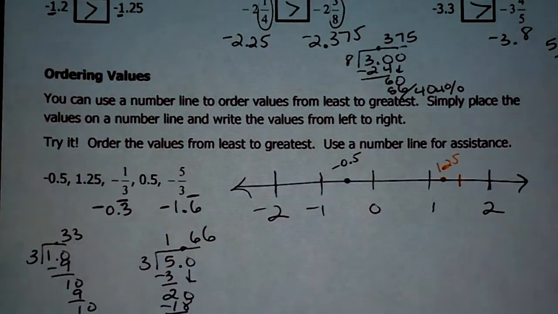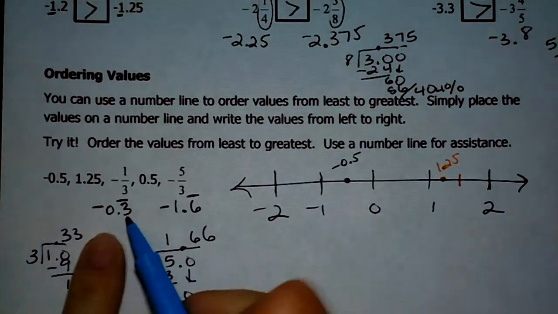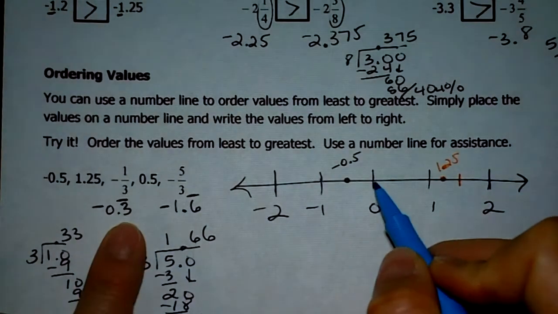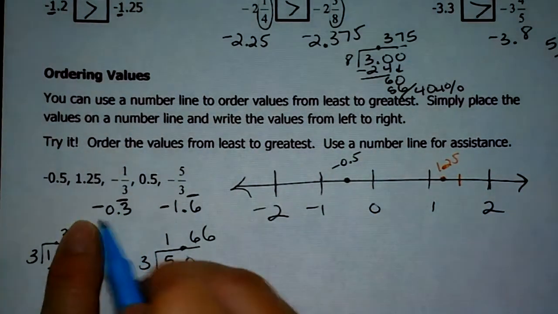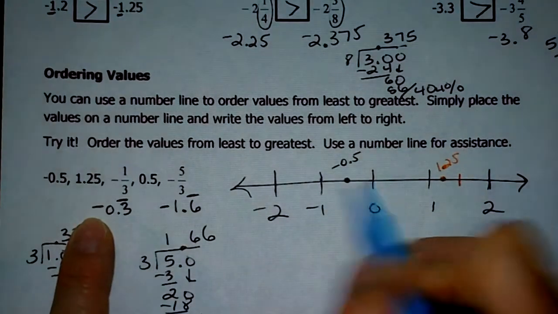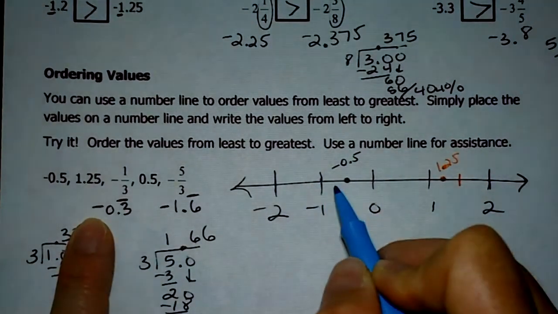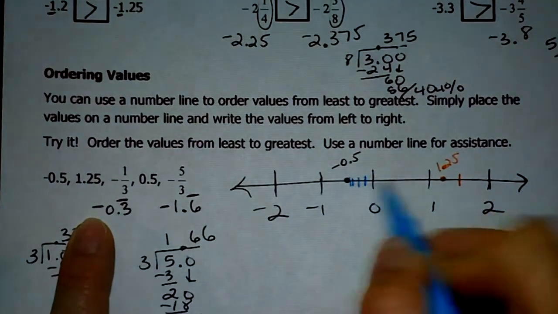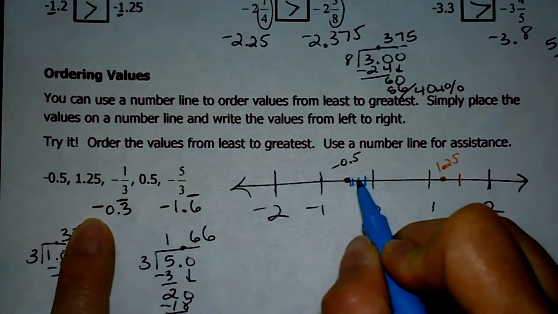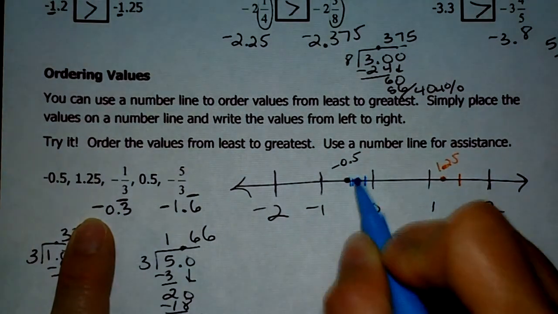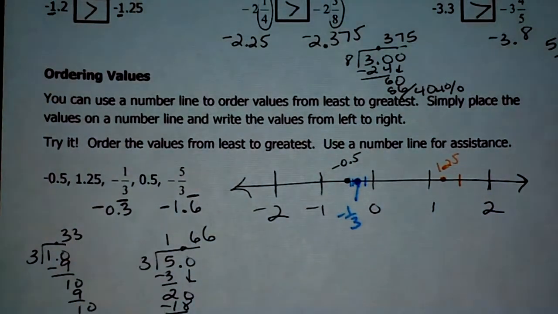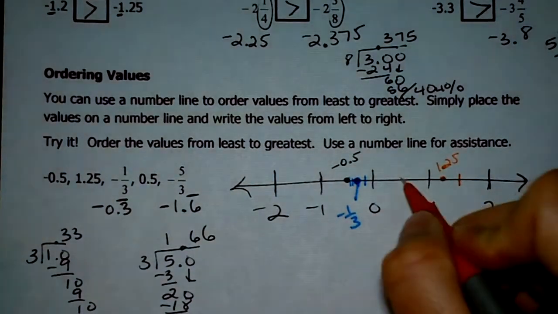Alright, then we have our negative 1/3, which is negative 0.3 repeating. So here's 0. It's negative, so I'm moving in the negative direction. And that number in front of the decimal point is 0, so it's not going to be between here and here. It's going to be between here and here. And if I'm counting by tenths, here's the 5. 1, 2, 3, 4. It's going to be a little bit more than a regular 0.3. So right there is where I would say negative 1/3 is. Then we have 0.5. That's a nice one. It's halfway between 0 and 1.